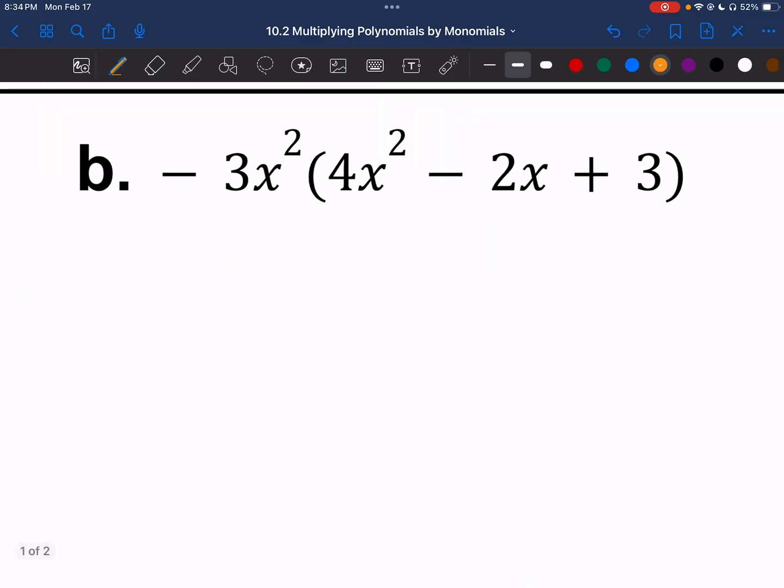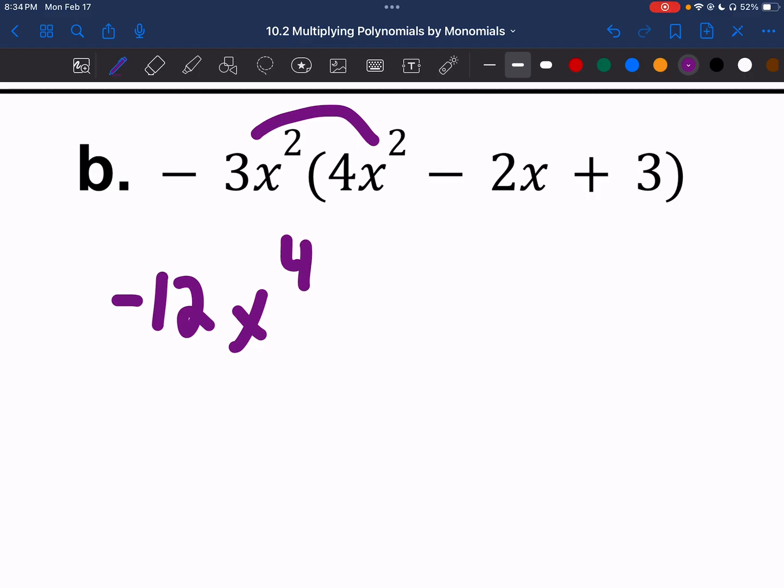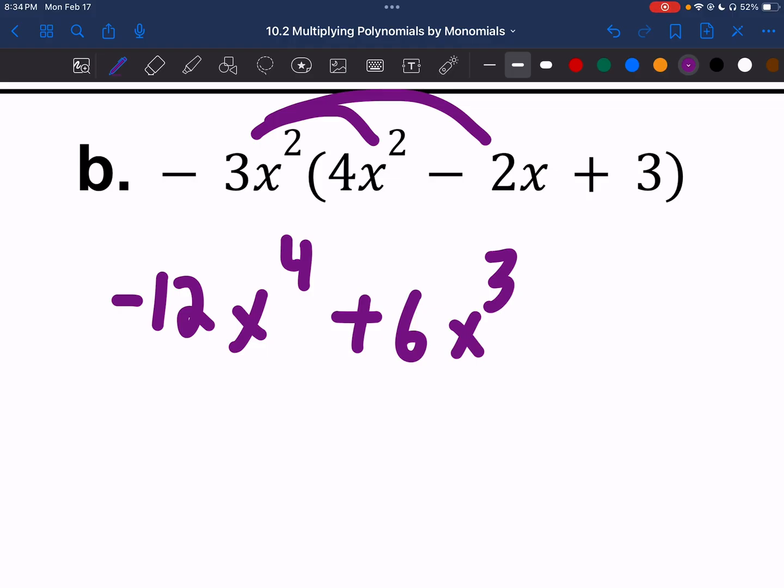All right, let's look at letter B. We're going to distribute negative 3x squared to 4x squared. Negative 3 times 4 is negative 12. X squared times x squared is x to the fourth. Next up, negative 3x squared times negative 2x. So negative 3 times negative 2. Negative times negative is positive, and it'll be 6. X squared times x is x cubed. And then our last one is negative 3x squared times 3, and that's going to be minus 9x squared.